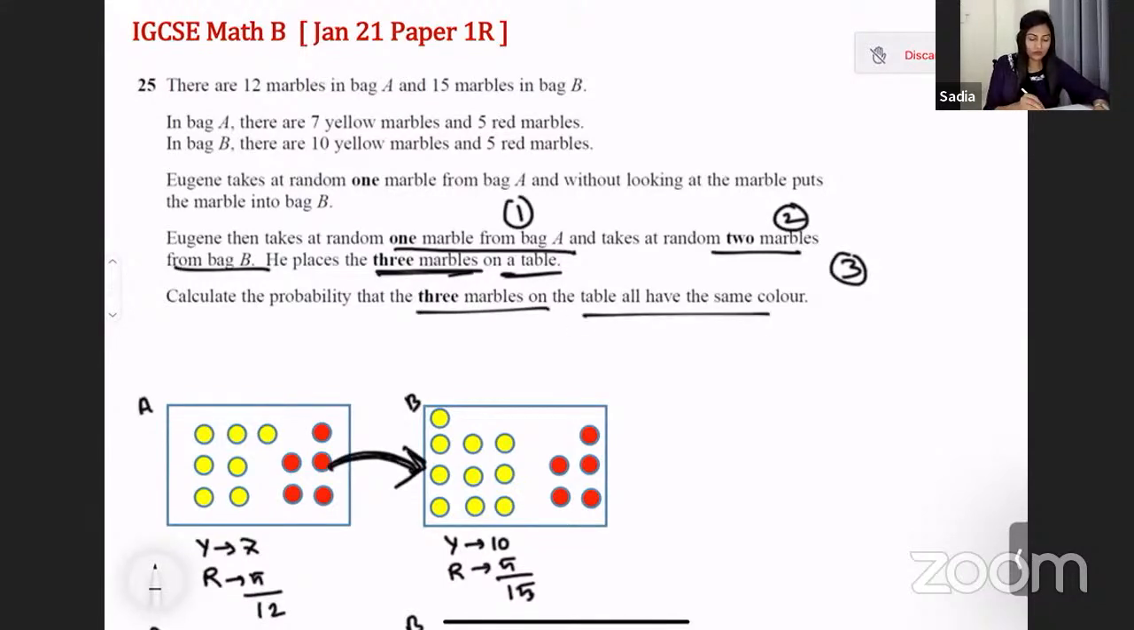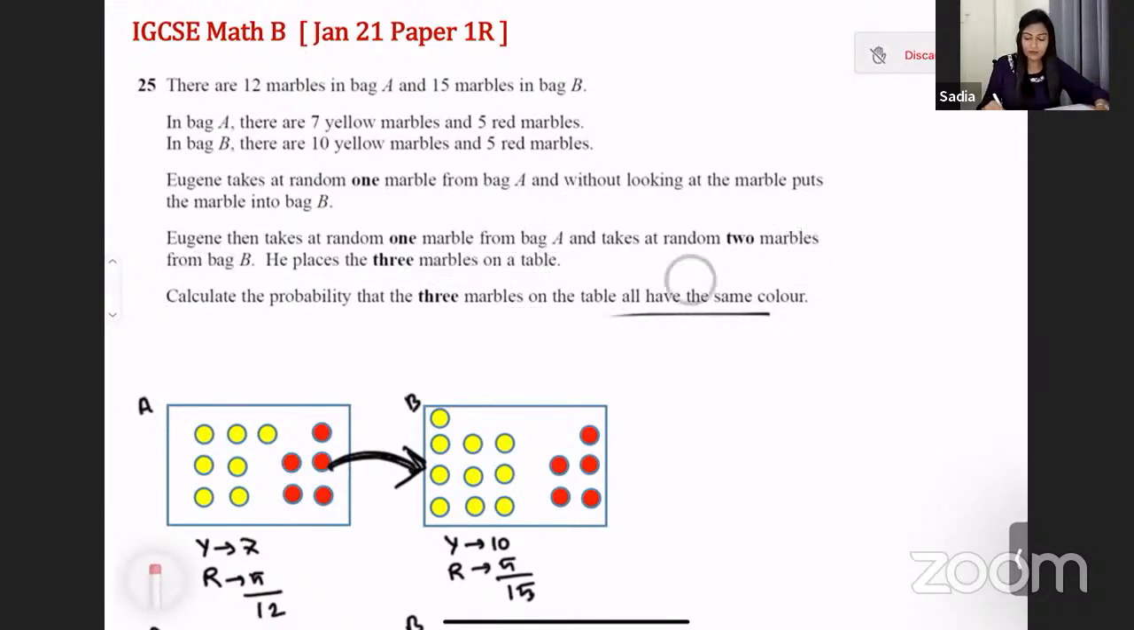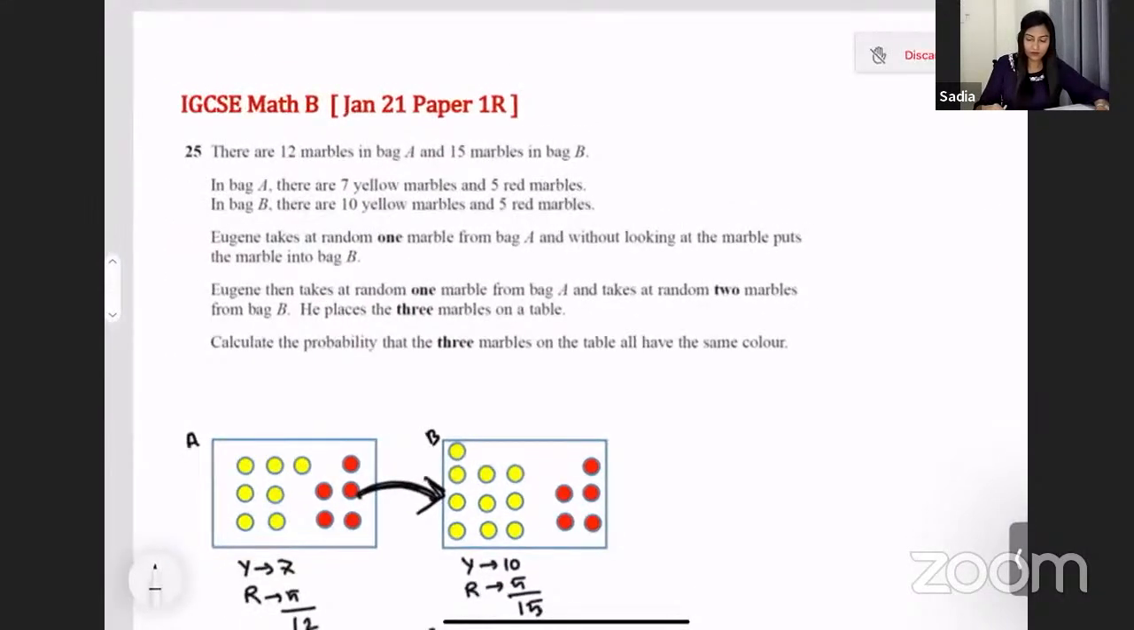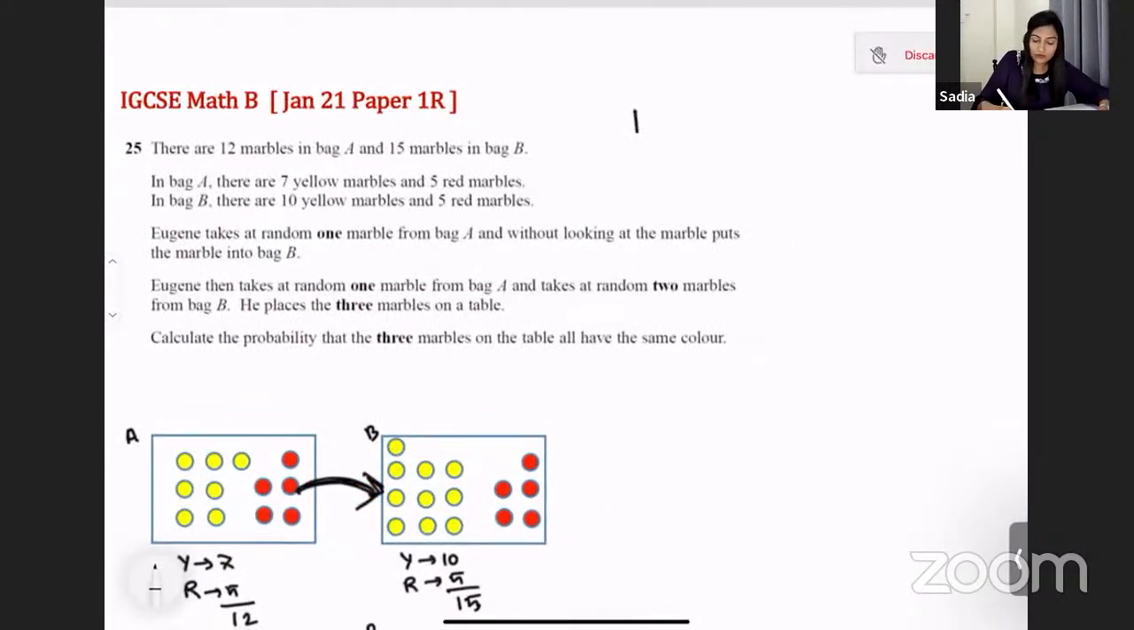Okay, so way too much information, right? So let me just summarize the entire thing here. So basically, we have two different bags, bag A and bag B. At the very beginning, you need to move one marble from bag A and you need to move that to bag B.